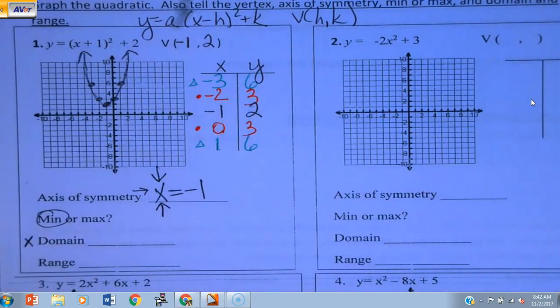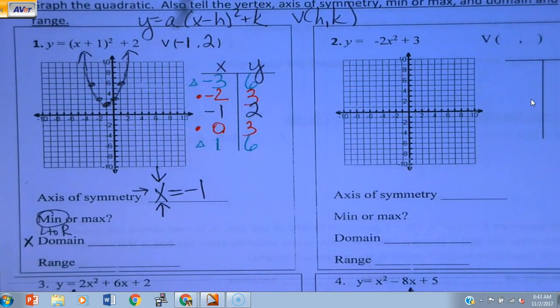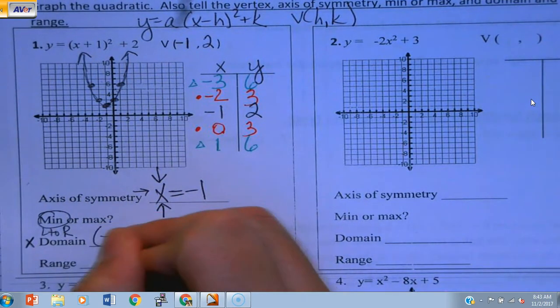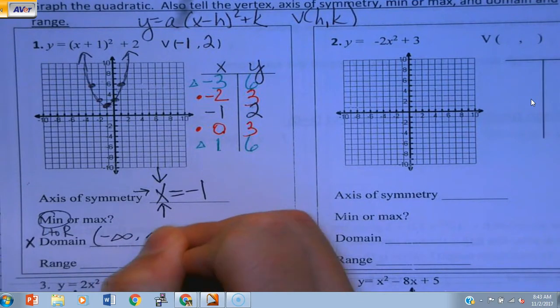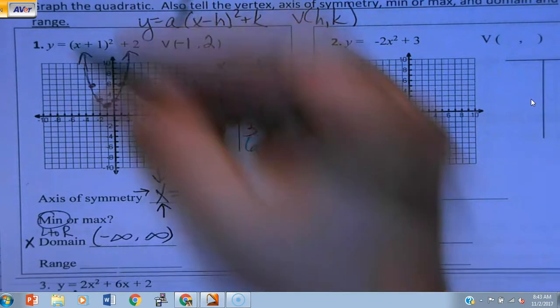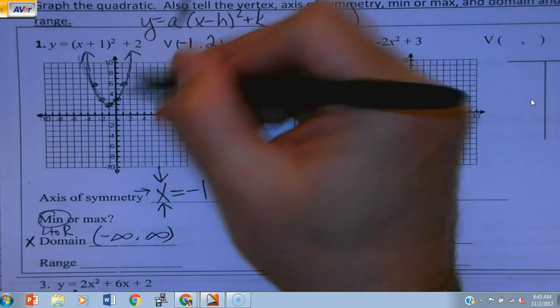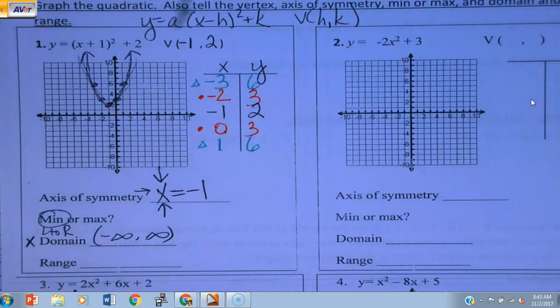Domain is my x values left to right. The one thing we have said about all of these parabolas, all of these quadratics, is this should be the easiest part of the question. This should be an automatic easy point on every one of these in the front. Because it doesn't matter if it opens up, it opens down, it stretches, it shrinks, doesn't matter. It's always going to be this, because no matter what, it's always going to be opening out to the left and out to the right forever.